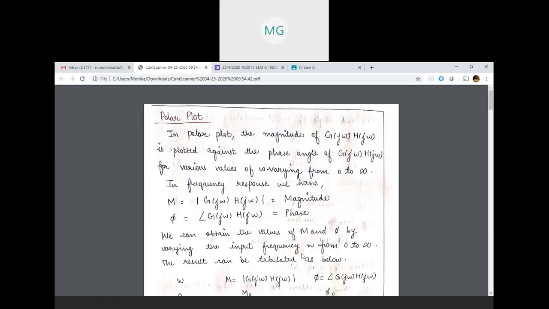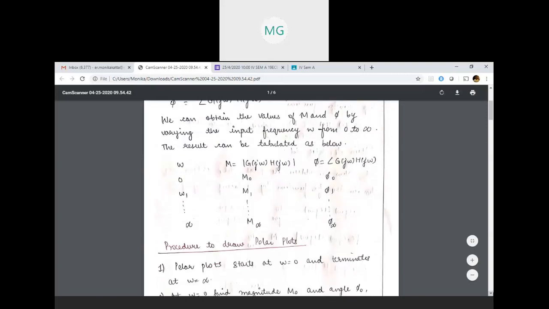Are you getting it? You have to vary the input frequency ω from 0 to infinity and find different values of magnitude and phase angle of a given transfer function. The result can be tabulated as below. So you can take ω = 0, two or three values in between, and then infinity. Then you can find the magnitude M0 at ω = 0, and M infinity at ω = infinity. Similarly, φ0 is the phase angle at ω = 0, and φ infinity is the phase angle at ω = infinity.